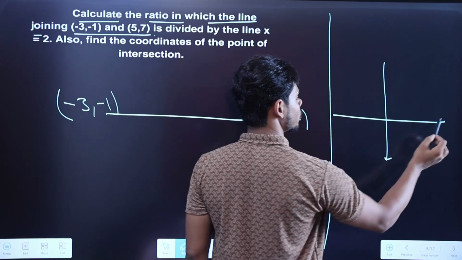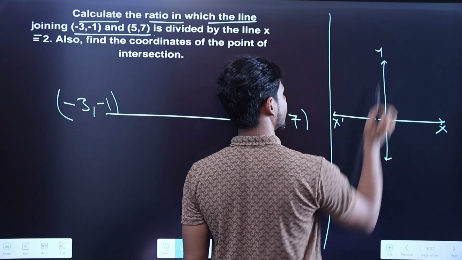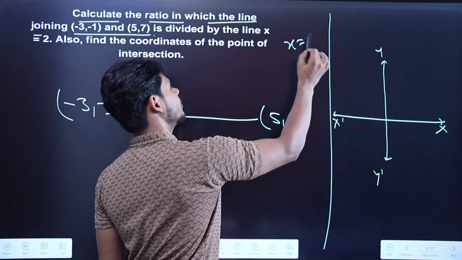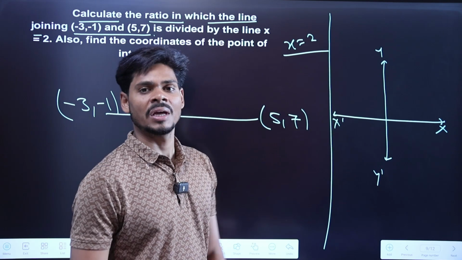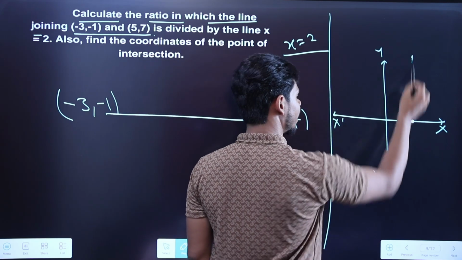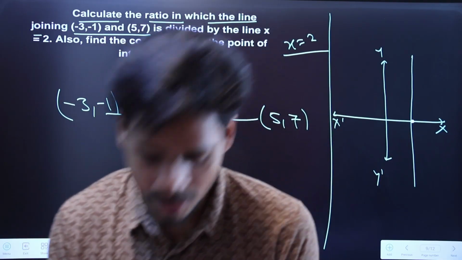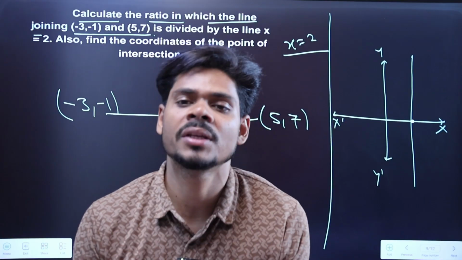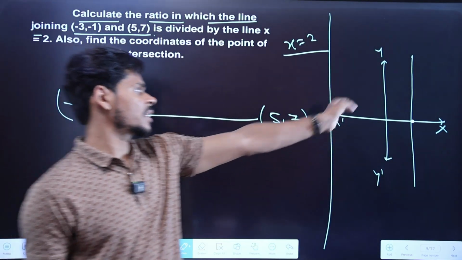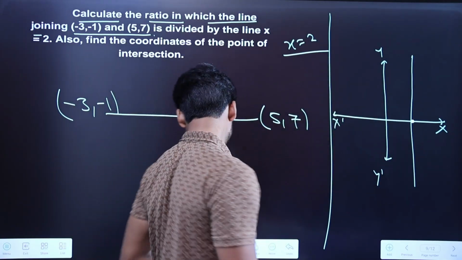So this is your x-axis, y-axis, coordinate axes, basically x dash and y dash. If I say you have a line which is nothing but x is equal to 2, then what does it mean? It means the line will be parallel to the y-axis. I have already explained this in the first session of this chapter, right? So x is equal to 2 means this line.